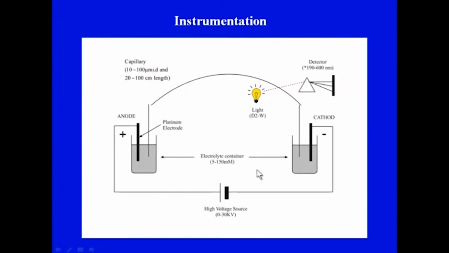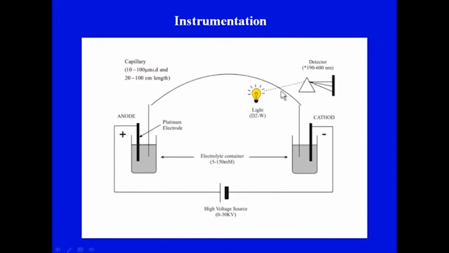Now, a typical capillary electrophoresis, a very simple schematic, is shown in this figure. If you see here, there are two reservoirs: this is the anode, this is the cathode, this is the anodic reservoir, and this is the cathodic reservoir. The capillary tube is dipped in the anodic and cathodic reservoirs, and it could be 10 to 100 micrometer inner diameter and 20 to 100 centimeter length. There is a high voltage supply which could go up to, say, 50 kilovolt, but around 25 kilovolt is utilized.